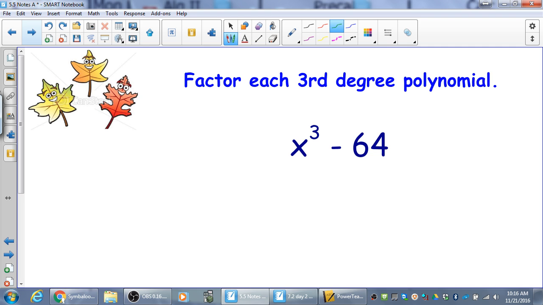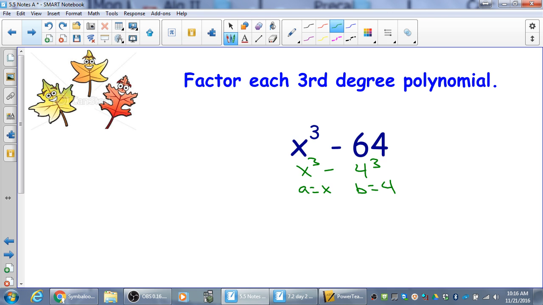Factor each third degree polynomial where there's only one. This is x to the third minus 4 to the third. 64 is 4 to the third. 64 happens to be 8 squared, but we're working with thirds. Powers of 3 here, not powers of 2. So your a is x, and your b is 4.